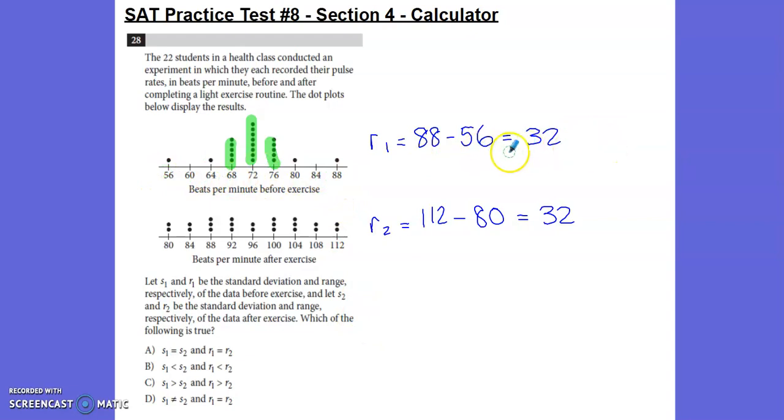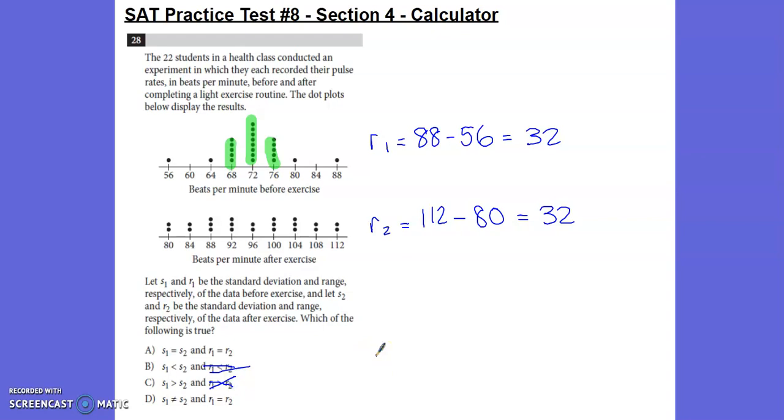We get 32 for the range of that first data set. And if you do the same calculation, high value minus low value for the second data set, you get 32. That actually is quite useful because that allows us to eliminate option B. Range 1 is not less than range 2. It also allows us to eliminate option C. Range 1 is not above range 2. So now it all has to do with the standard deviations.